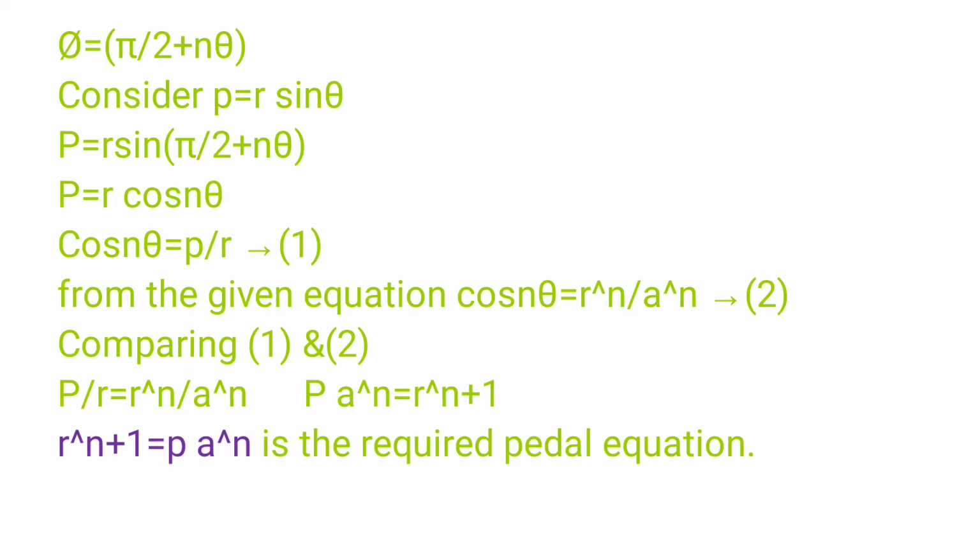Consider cos n theta equal to p by r, equation 1. From the given equation, cos n theta equal to r raised to n divided by a raised to n, equation 2. Comparing equation 1 and 2, we get p by r equal to r raised to n by a raised to n, so p a raised to n equal to r raised to n plus 1. r raised to n plus 1 equal to p into a raised to n is the required pedal equation.